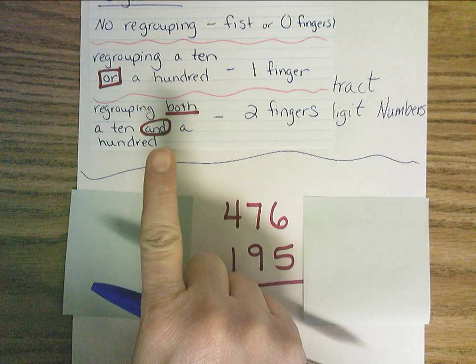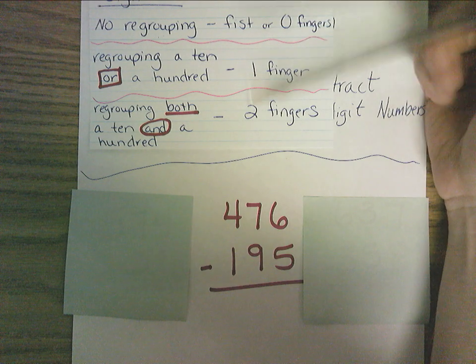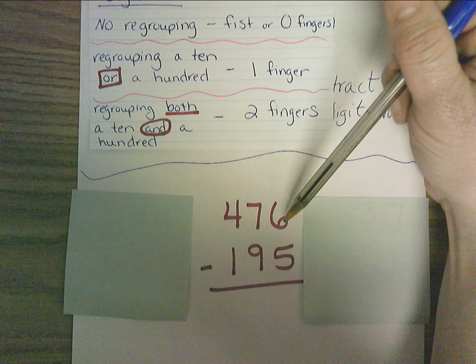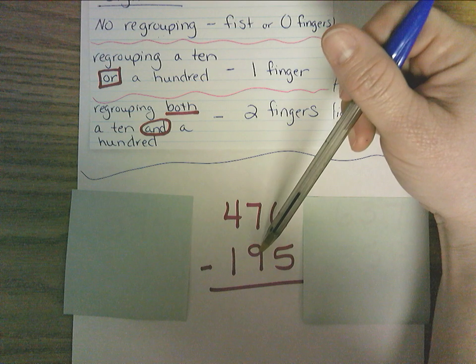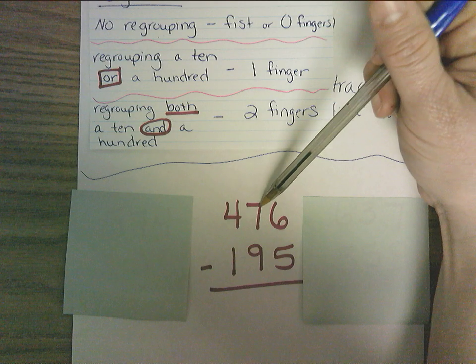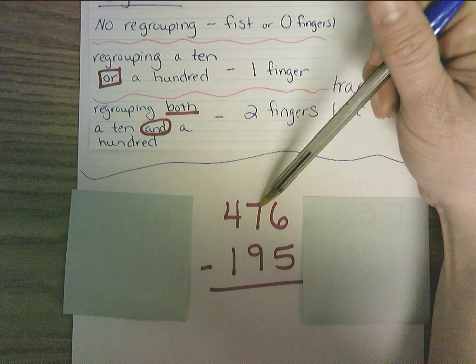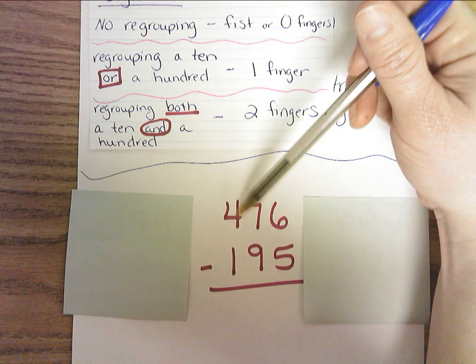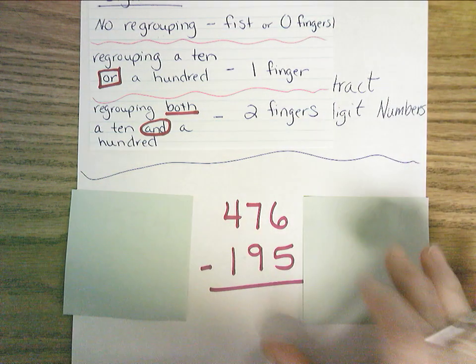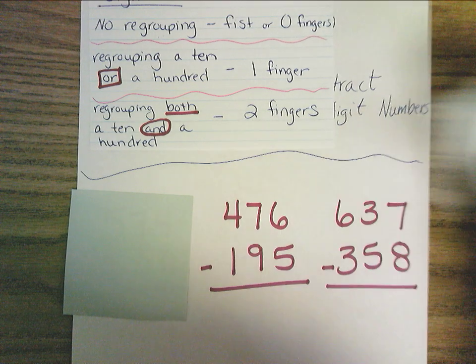We are only regrouping one place. So are we regrouping a 10 or are we regrouping 100? Let's look at this. 5, can you take it away from 6? Yep, so we're not regrouping a 10. So 9, can we take it away from 7? Nope, so we have to regroup 100 and put it into the 10s, 10 tens. Okay, so that would be 1 finger. Good, let's look at our last problem.